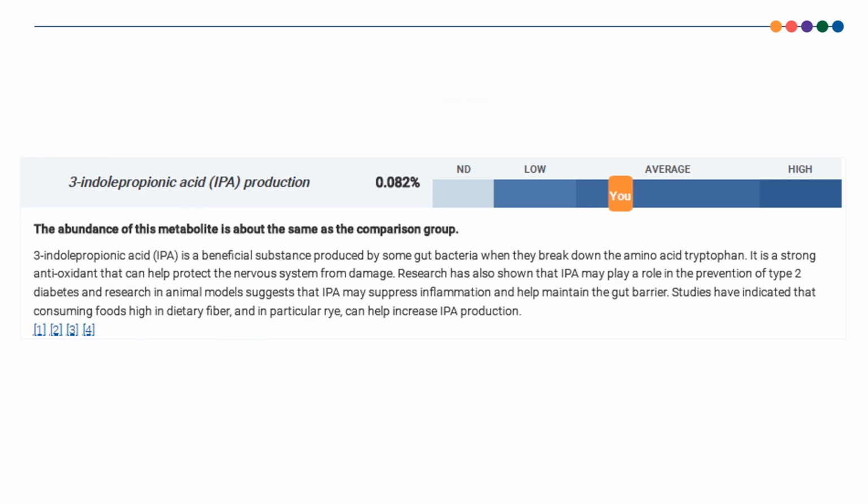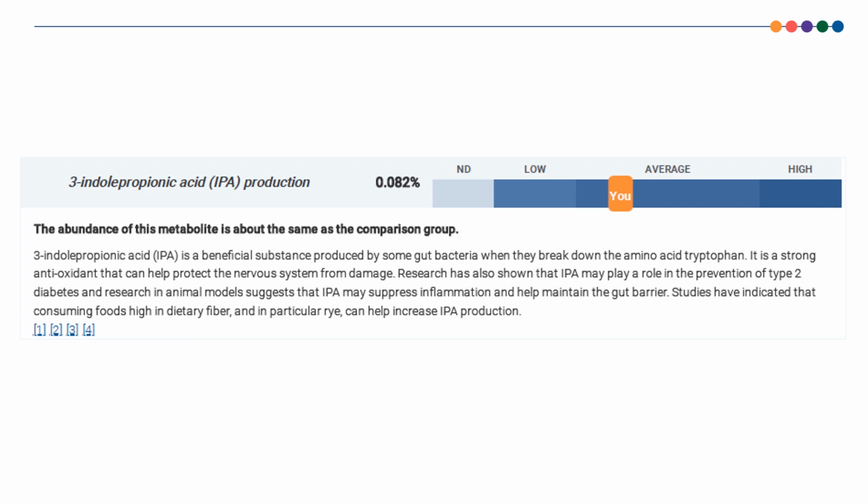3-indole propionic acid, or IPA, is a beneficial tryptophan metabolite. It's a strong antioxidant that can protect the nervous system from damage and may help prevent type 2 diabetes, suppress inflammation, and maintain the gut barrier. In this case, the potential to produce this metabolite is average, which is good.